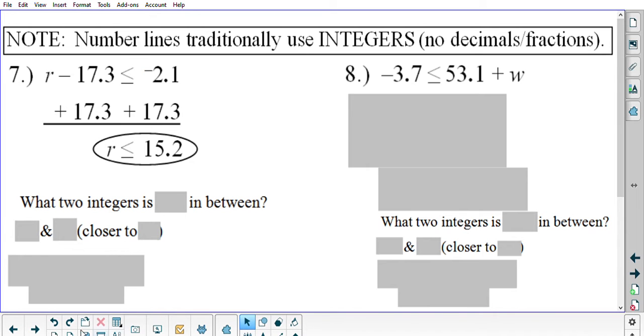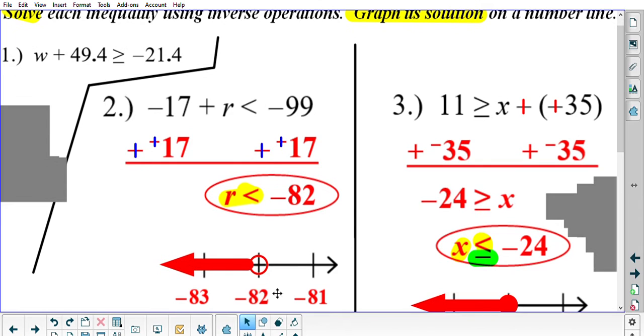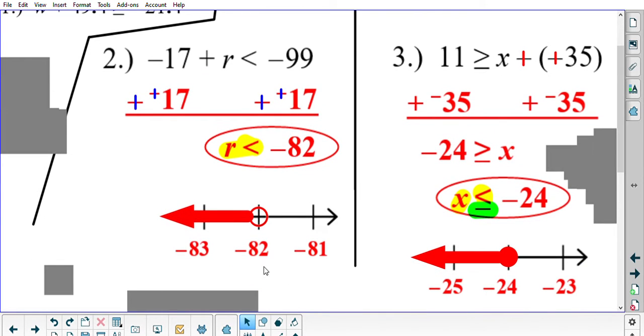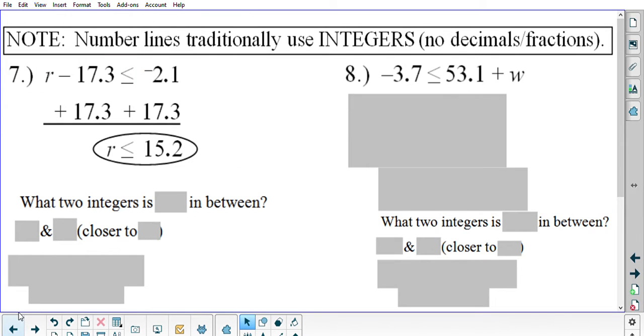And traditionally, we count by ones on our graphs, right? Like you saw here on numbers 2 and 3, we counted by ones. But that's when our answers didn't have any decimal or fraction pieces to them. That's when the answer was just like r is less than an integer, or x is less than or equal to an integer. No fractions or decimals existed. Well, this is different on number 7 at the bottom of the first page. It's 15.2. R is less than or equal to 15.2.